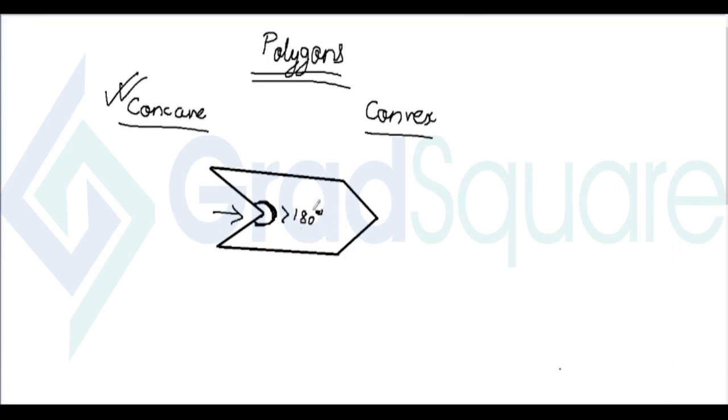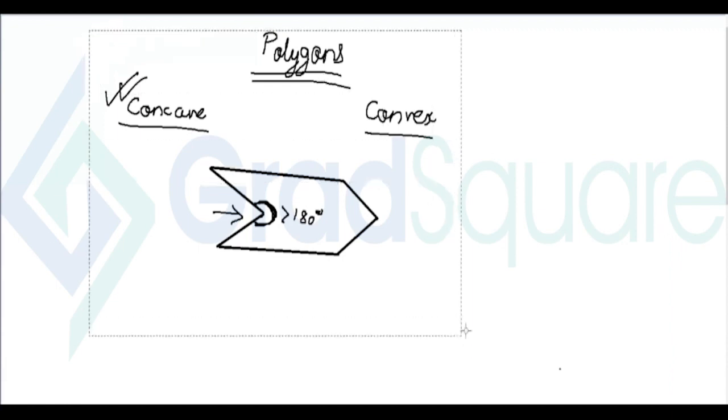So only when an interior angle of a polygon is greater than 180 degrees can you have a vertex which is caving inward. So a concave polygon is a polygon in which even one single angle is greater than 180 degrees. A convex polygon is a polygon in which all interior angles are less than 180 degrees. That is the basic distinction between concave and convex polygons.